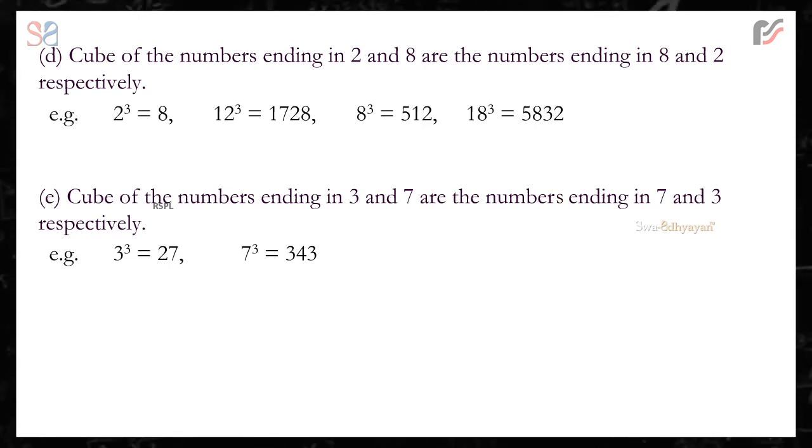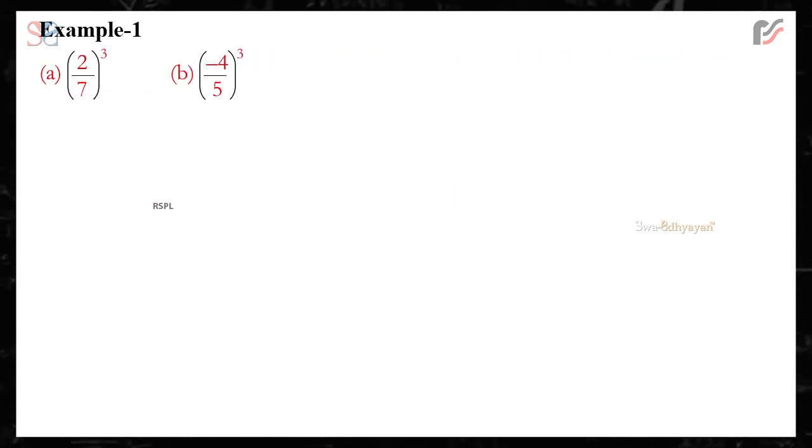For example, 3 raised to the power 3 is equal to 27. 7 raised to the power 3 is equal to 343. Example 1. A. 2 by 7 whole raised to the power 3. B. Minus 4 by 5 whole raised to the power 3.